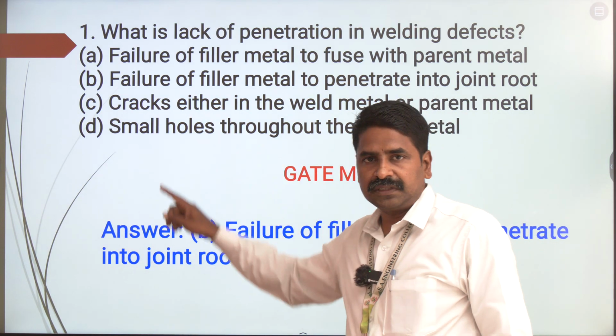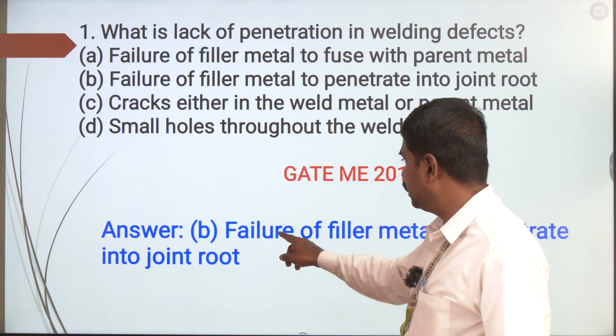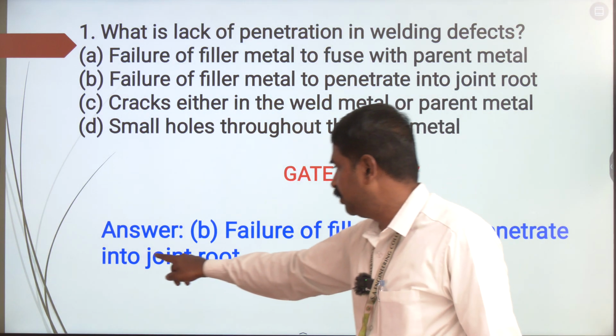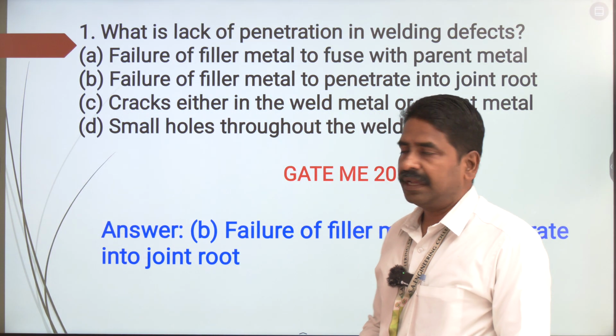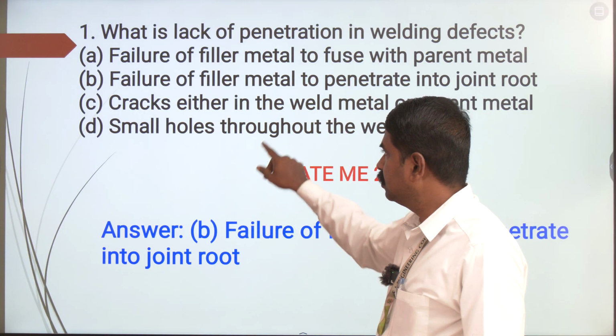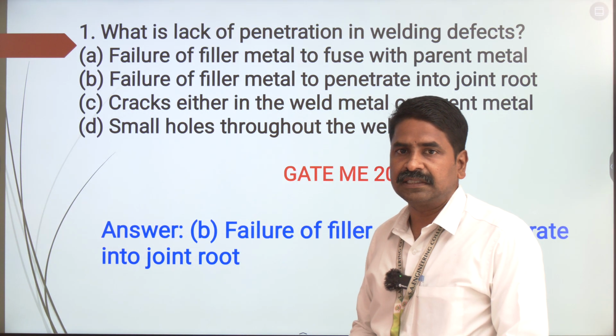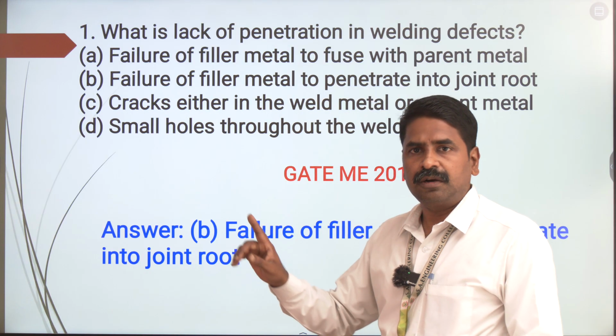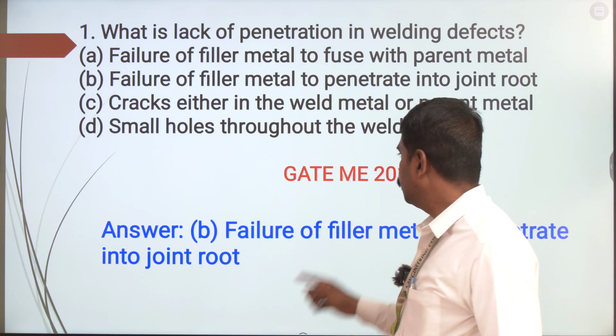So the correct answer for this question is going to be option B, which says failure of filler metal to penetrate into joint root. Okay, so the third option, cracks, is not going to be the correct answer, and the fourth option, small holes, is not going to be the correct answer. So the correct answer is going to be option B. Next, moving on to the next question.